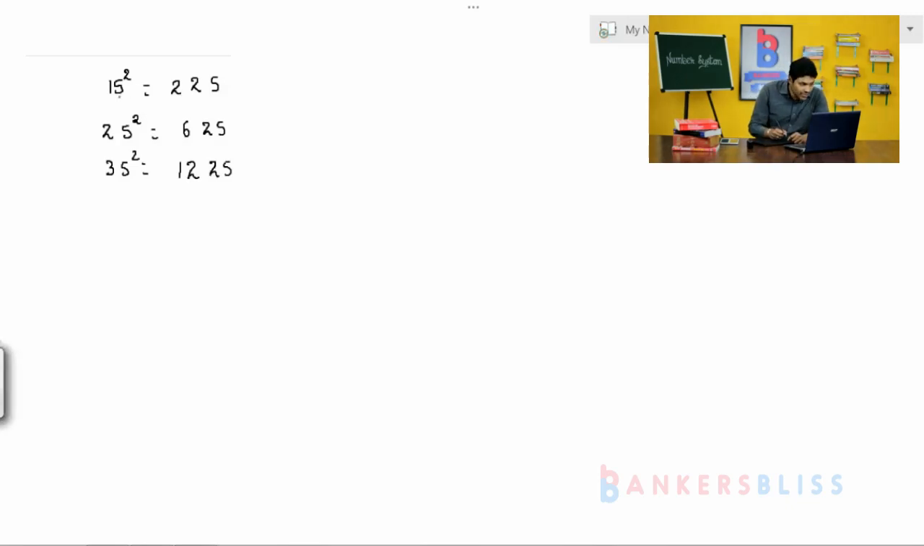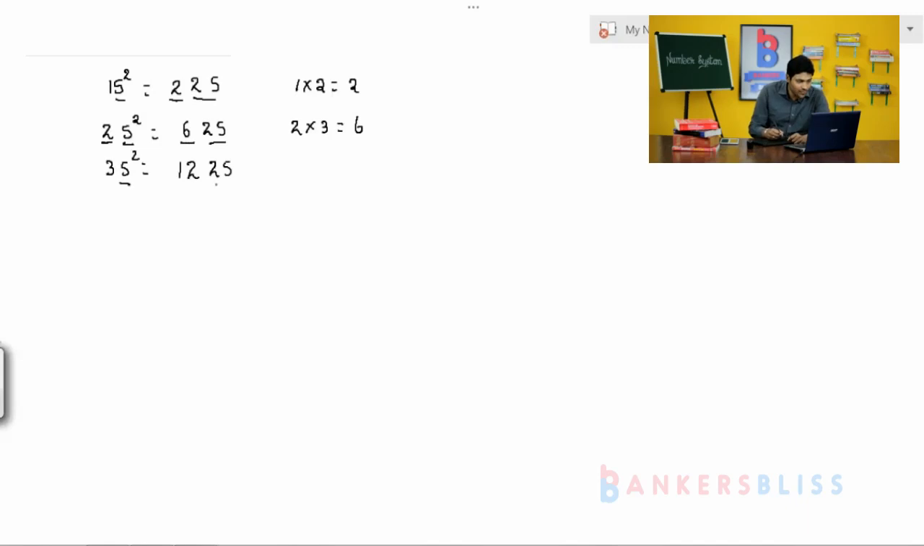See here, in 15 square, consider the unit digit, that is 5 square. So 5 square, 25. After 1, which number are you going to get? 2. So 1 into 2, what is the answer? 2. So 225. Next, 5 square, 25. Next, what is the digit here? It is 2. So after 2, which number is there? 3. So 2 into 3, 6. So the answer is 625.